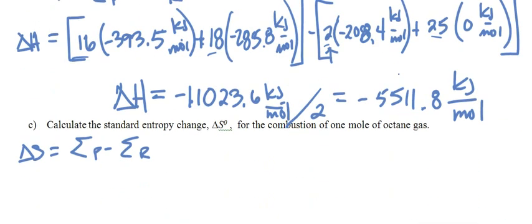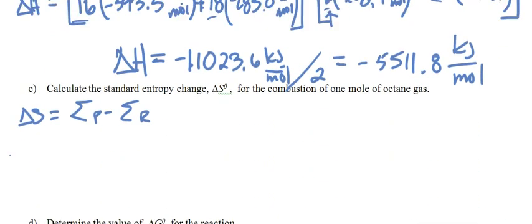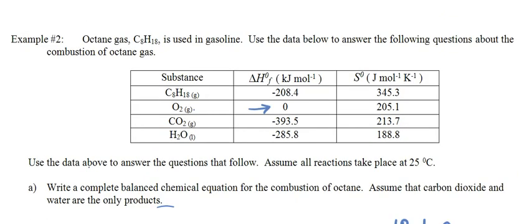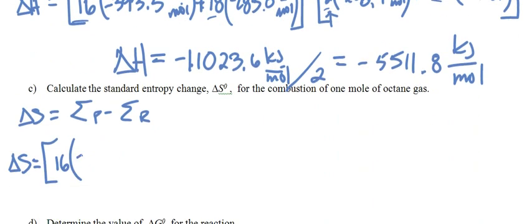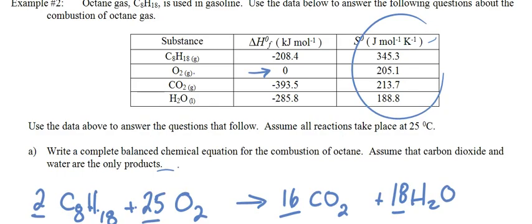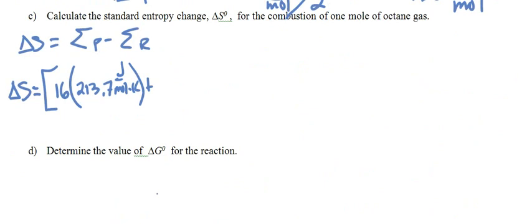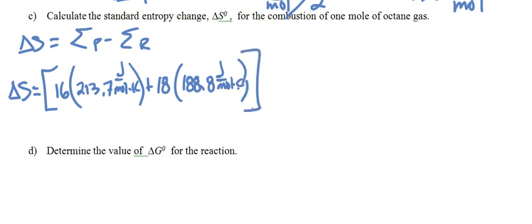Alright, so we have our values there. So we're going to try to write small here. And this has a little bit of a different unit, I'm sorry. So we have 16 carbon dioxides, and again, we're looking at this column. Carbon dioxide is positive 213.7 joules per mole Kelvin, plus 18 waters, and I have 188.8, joules per mole Kelvin. Okay, and that's all of our products.